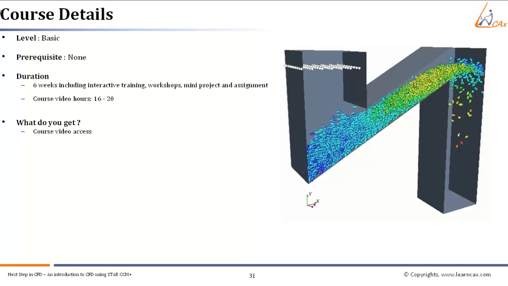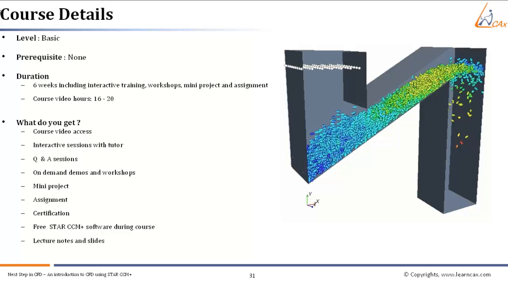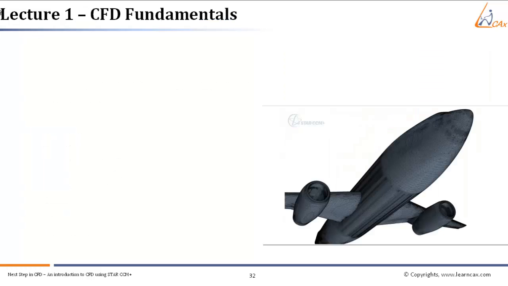What do you get out of this course? This course gives you course video access, interactive sessions with tutor, question answer sessions, on-demand demos and workshops, mini project, assignments, certification, and not just training. This course also provides free access to STAR-CCM+ software during the course duration, which means you can do hands-on practice. We will provide you software access. You can do various tutorials, workshops, assignments during the course, and actually get trained hands-on in the software. This is part of the course fee itself. At the end of the course, you get hard copies of the notes and slides shipped to your location.